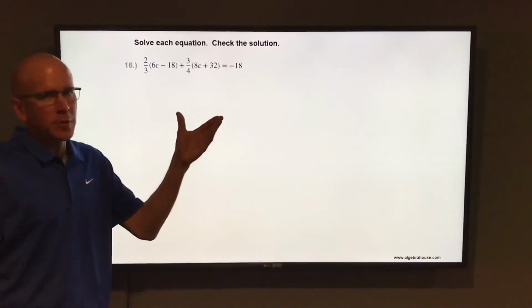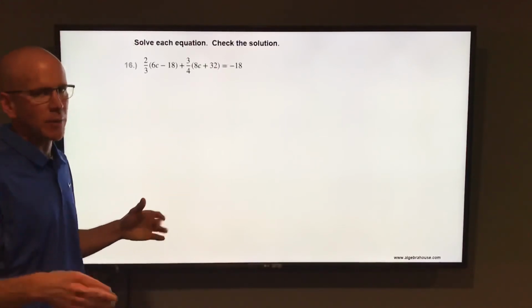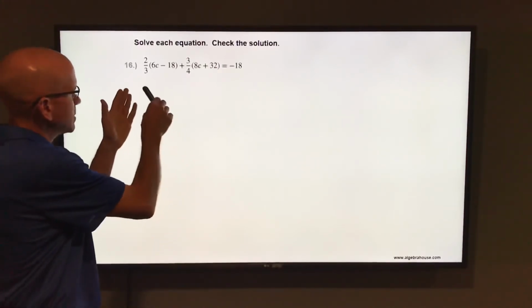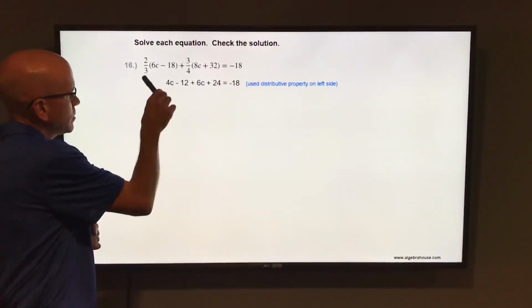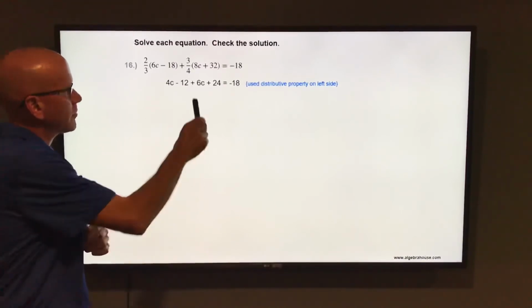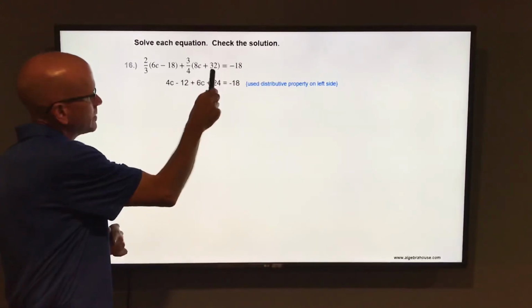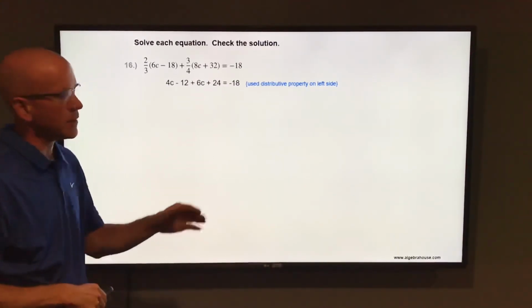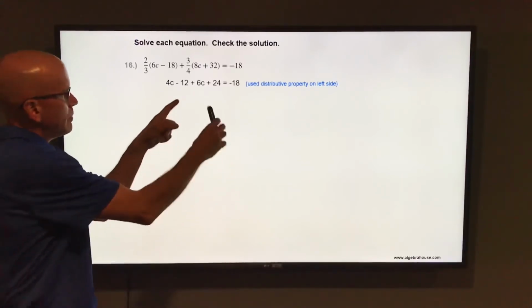Solving this particular equation involves everyone's favorite, fractions. We're going to handle it the same way we do all the other equations. We're going to use the distributive property. 2/3 times 6c, that is 4c. 2/3 times negative 18, that is negative 12. Watch your signs. Also 3/4 times 8c, that is 6c. And 3/4 times 32, that is 24. On the other side of the equal sign, nothing happens there. It's still negative 18.